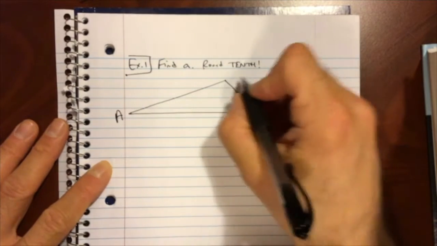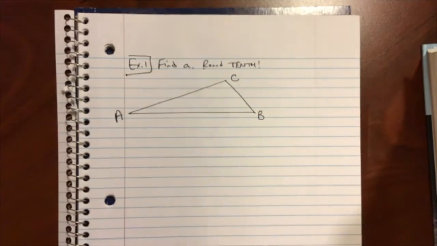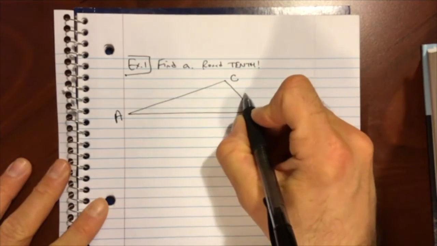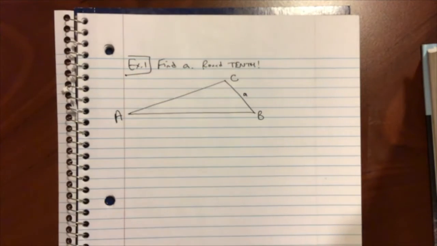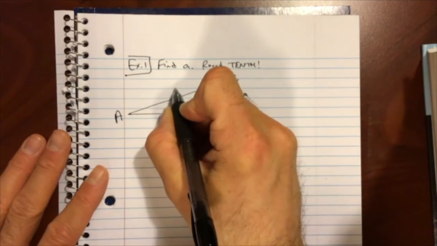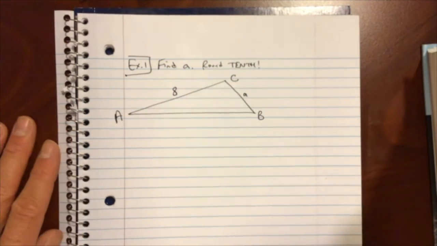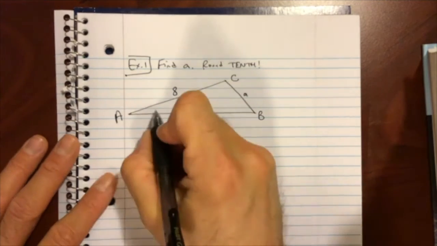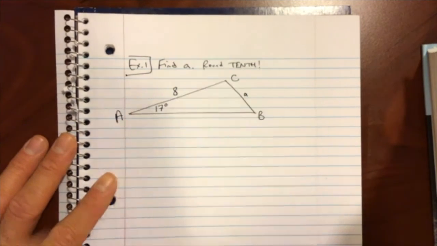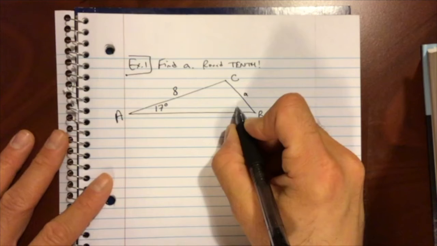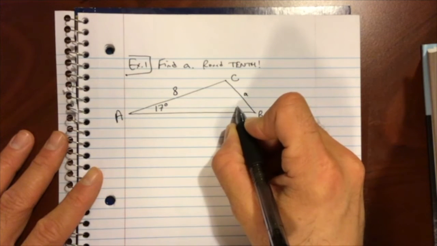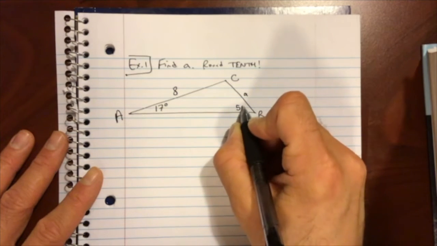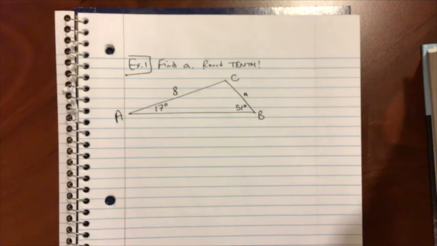Big A right here. Big C. Big B. Hopefully you know where your little a is. It's right across from big A. There's your variable. That's what you're trying to find. And let's put an 8 right here. And we'll do 17 degrees. And we'll say this is, I don't know, 51 degrees. All right, perfect.